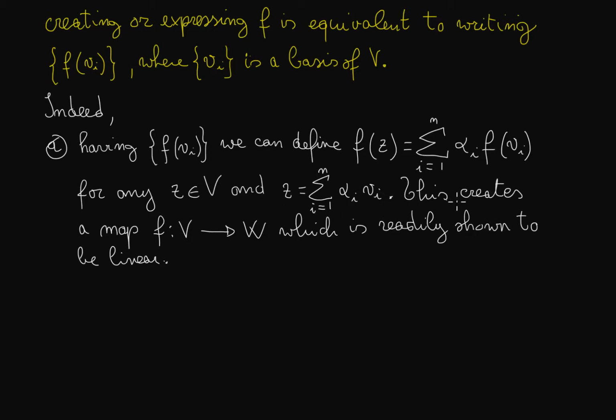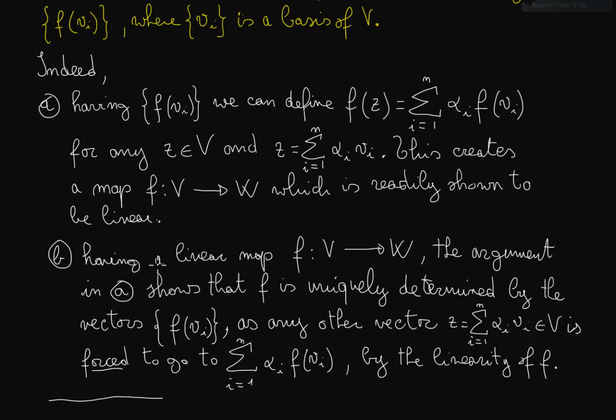So this creates a map f that goes from all of V to W, which is shown to be linear. This map with this definition is linear. Vice versa, let's assume now that we already have a linear map f from V to W, and let's show that f is completely determined by its action on a basis of V.